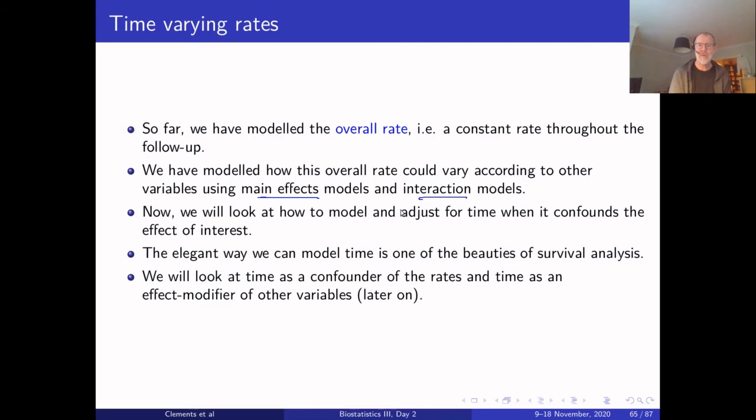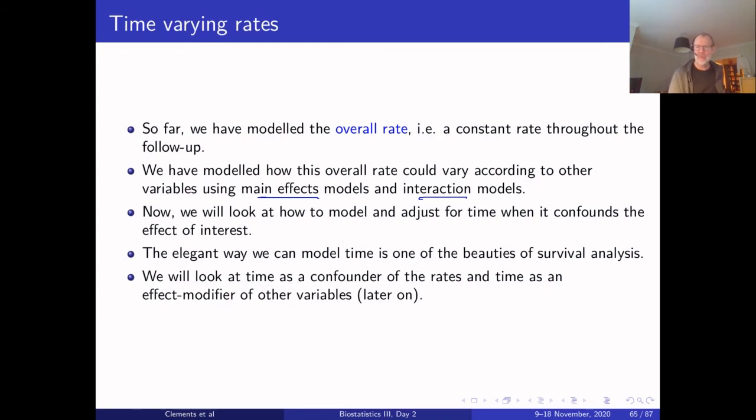Now what we'd like to do is see how can we model and adjust for time when it confounds the effect of interest? And the elegant way that we can model time is one of the beauties of survival analysis.